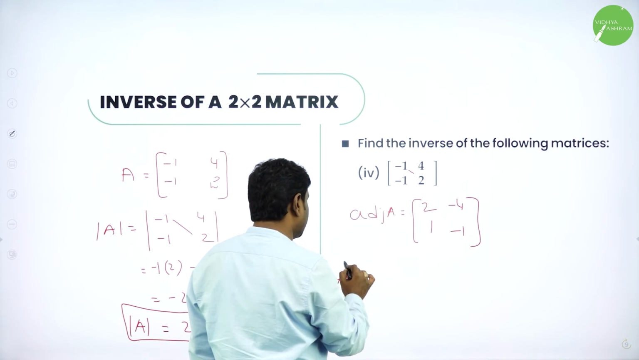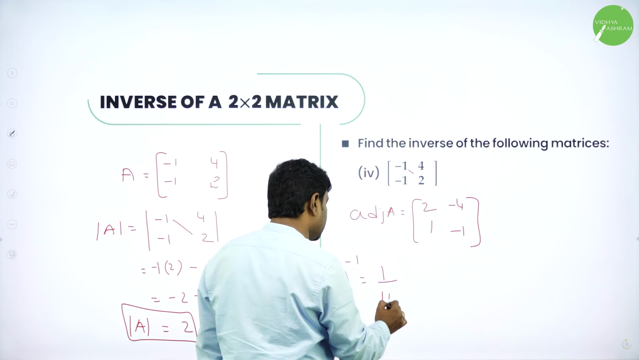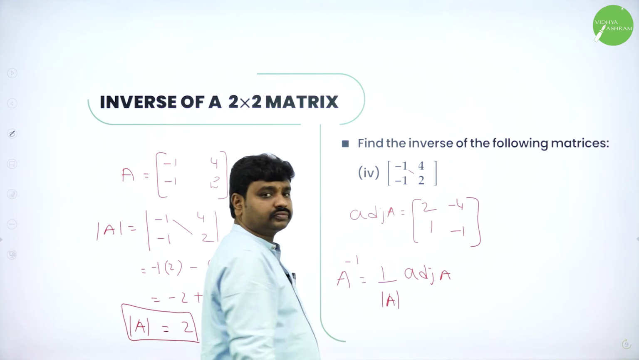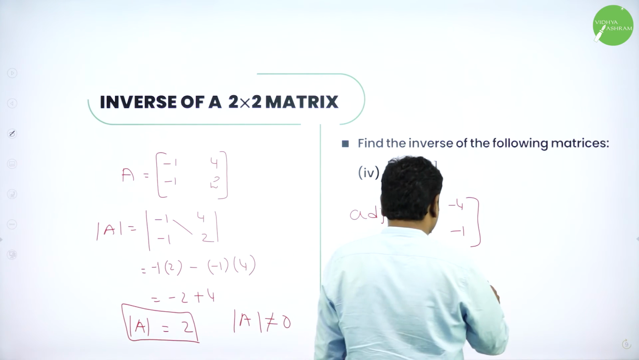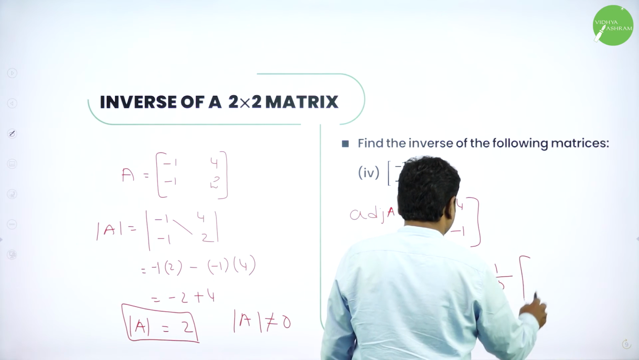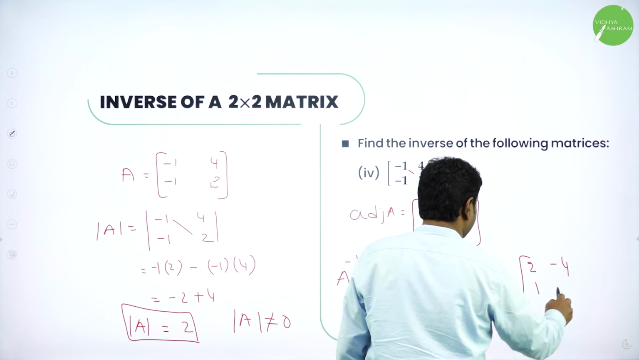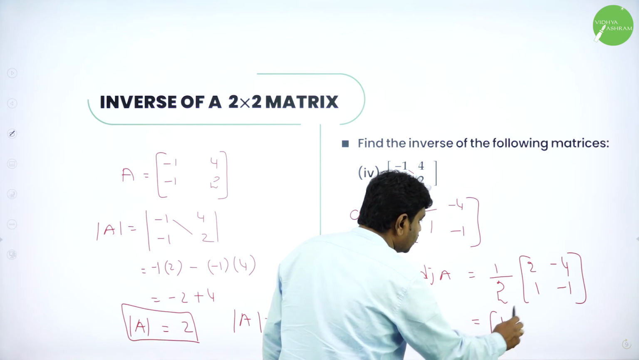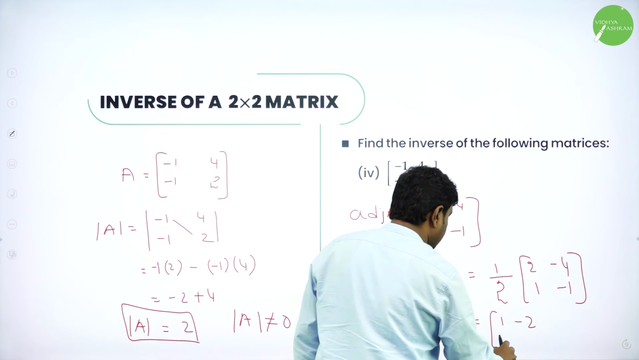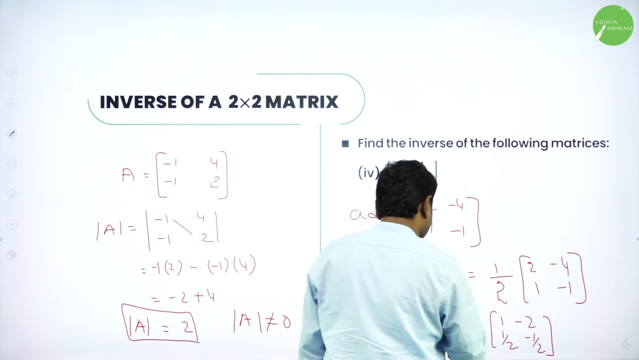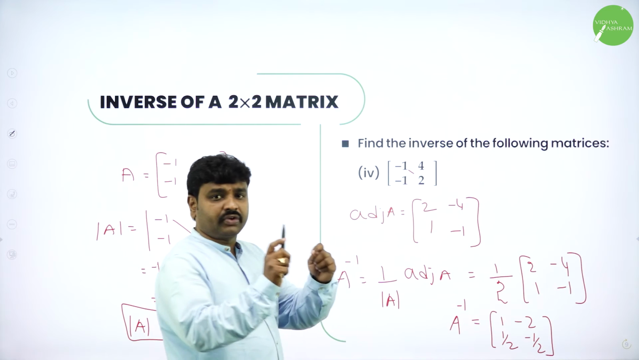Now what is A inverse formula? A inverse is 1 by determinant A into adjoint A. Now further, that is 1 by determinant A, which is 2, into adjoint A, which is 2, minus 4, 1, minus 1. Now multiply half to each element. 1 by 2 into 1 is 1. This will become minus 2. This will become 1 by 2. This will become minus 1 by 2. This is the A inverse. That's it. I hope all of you understood this.